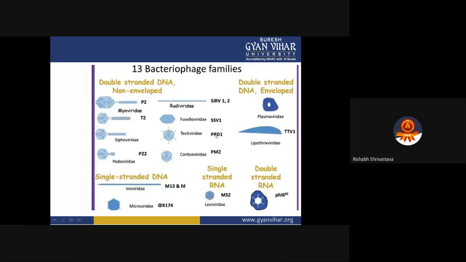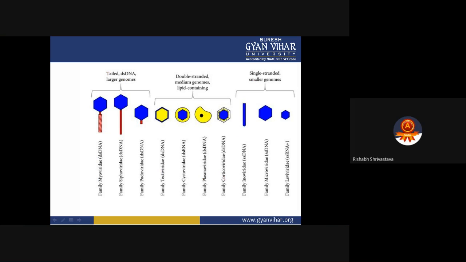Here you can see the different bacteriophage families and their different types of shapes. On the left and top side, you will see double-stranded DNA is the nucleic acid inside these viruses. These viruses are non-enveloped. On the right hand side, you can see double-stranded DNA, and these are the enveloped viruses. On the left hand side bottom, you can see viruses which have single-stranded DNA.